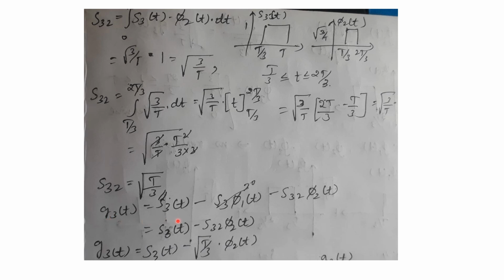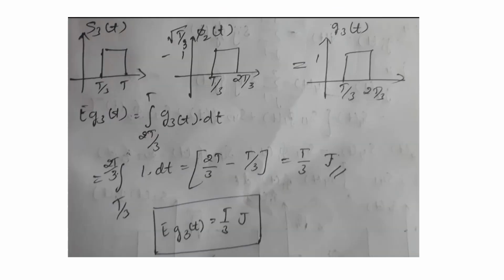Now g3 of t is equal to s3 of t minus s31 phi 1 of t minus s32 phi 2 of t. After simplification, we get g3 of t is equal to s3 of t minus square root of T by 3 into phi 2 of t. We have plotted the graphs for the above simplification, and now we have to find Eg3, which is the integral of T by 3 to 2T by 3 of g3 squared dt. The integration of 1 into dt from T by 3 to 2T by 3 is 2T by 3 minus T by 3, which is T by 3 joules.